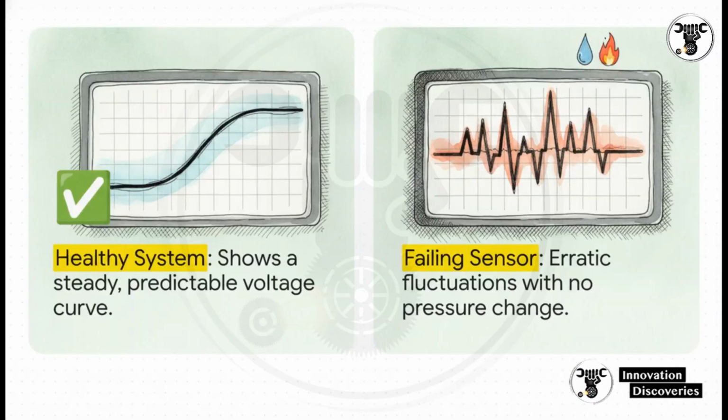While you're monitoring this live data with your scanner, pay close attention to how the voltage behaves under engine load and during purge cycles. A healthy system is going to show a steady, predictable voltage curve as the pressure changes. But if you see wildly erratic fluctuations on the screen where the voltage is jumping up and down with no actual pressure change, you're likely looking at a sensor suffering from moisture intrusion right in the connector or heat exposure that's damaged the internal circuitry.